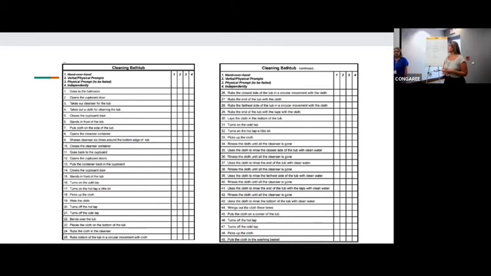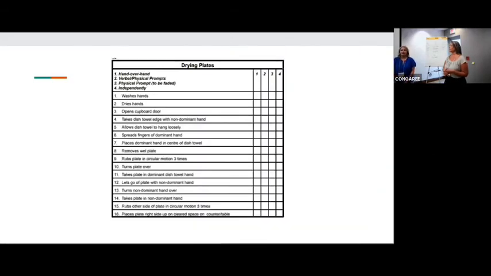And this isn't a list that you would necessarily give to your learner. This is for you as the instructor. You would use this to collect your data or to guide your teaching. Here's another one for just drying plates, 16 steps of drying plates.